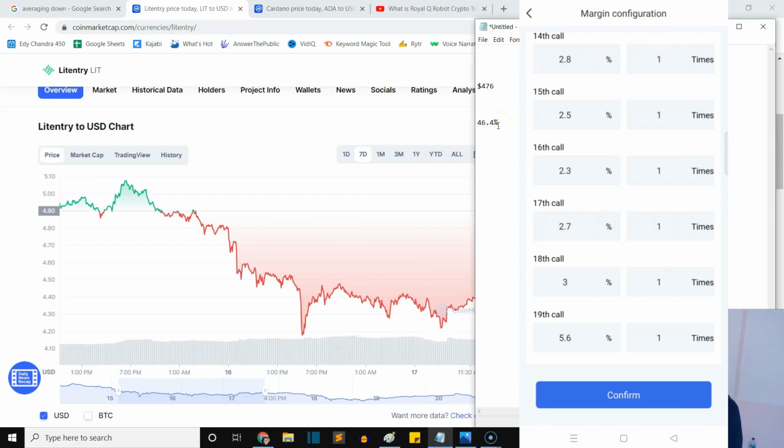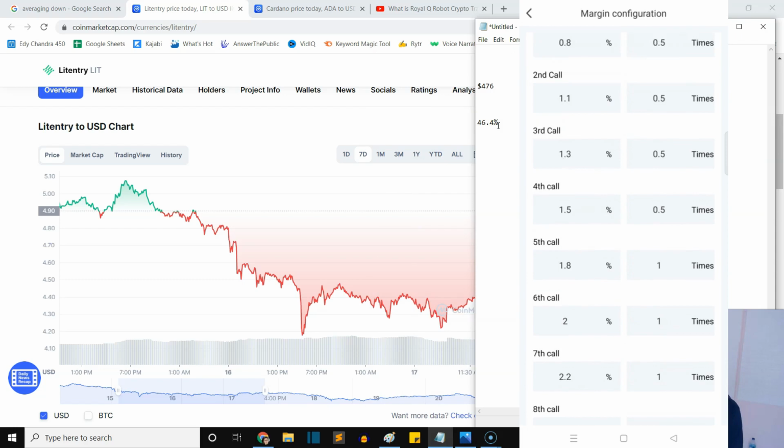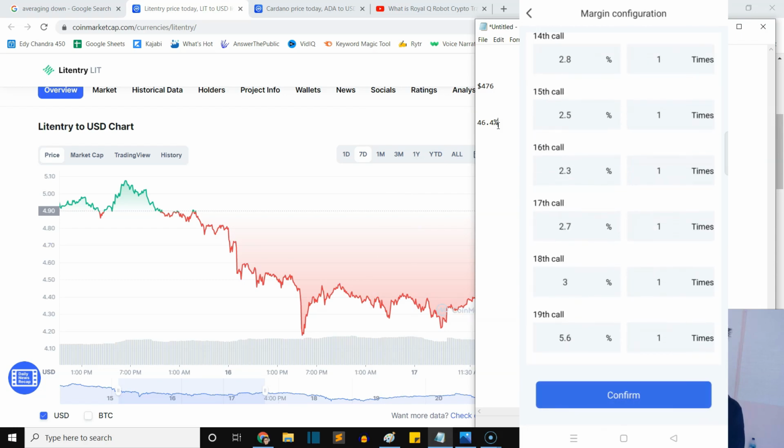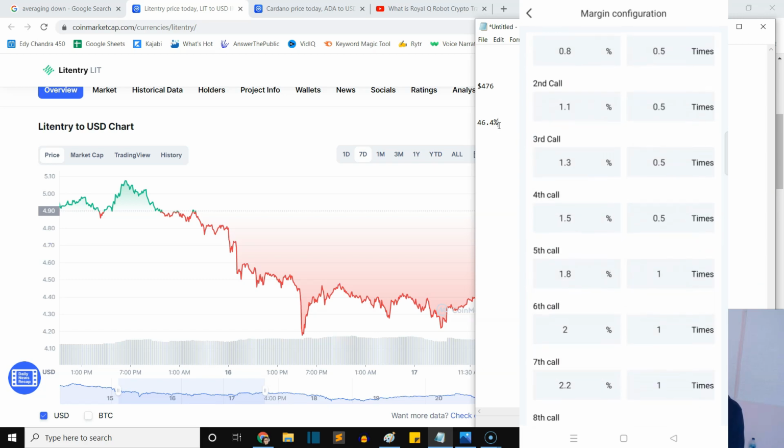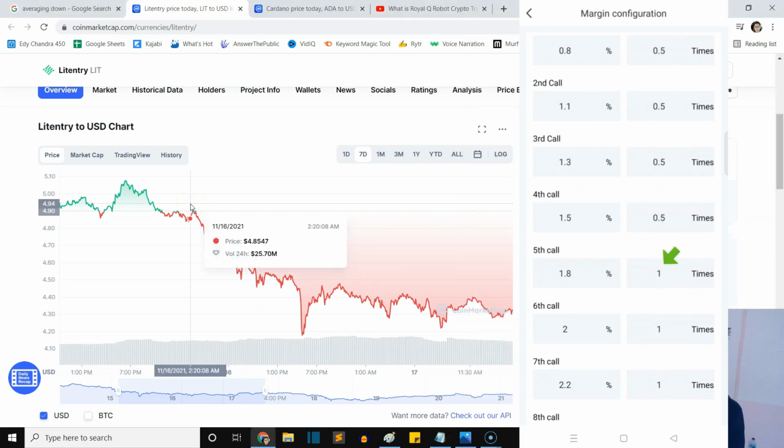46.4% if you add up from margin call 1 until margin call 19. This is for QQ circle. Other circles might be different, so you can come here and see. And you can see the fifth call here is actually 1 times. It's not 0.5 anymore. It's 1 time.